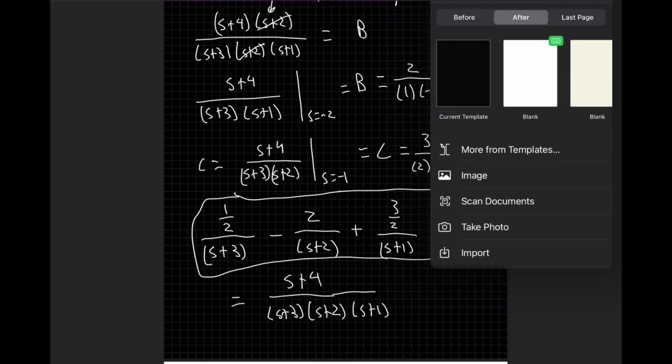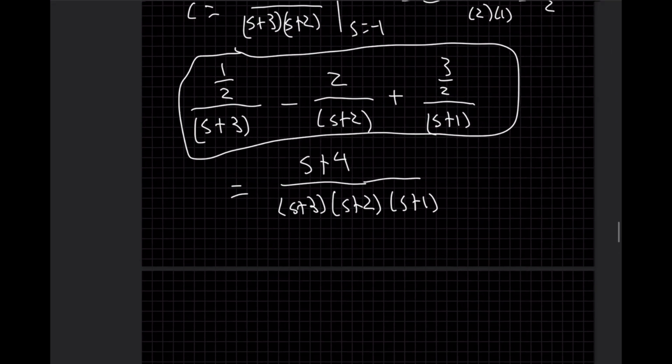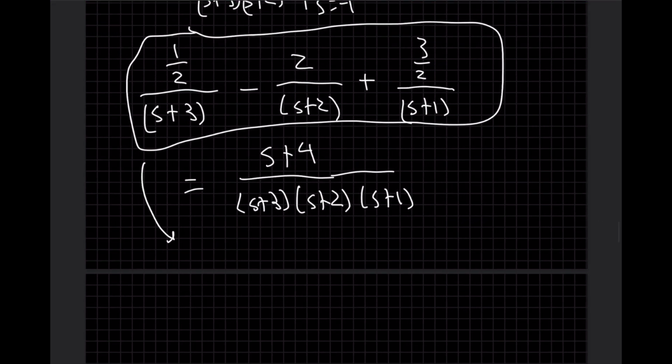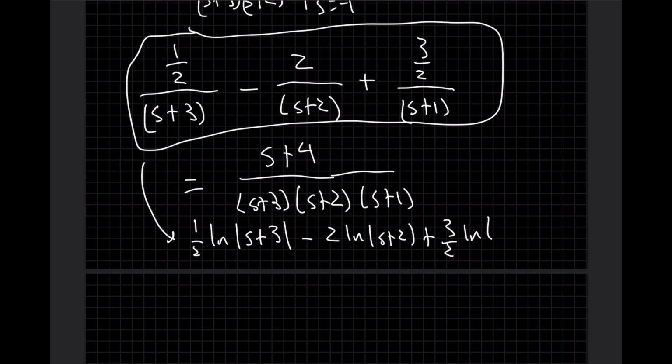Doing that would just be 1/2 ln of s plus 3, right? And then this one is minus 2 ln of s plus 2, and this plus 3/2 ln of s plus 1. And then we add a plus c if we're trying to find the integral.